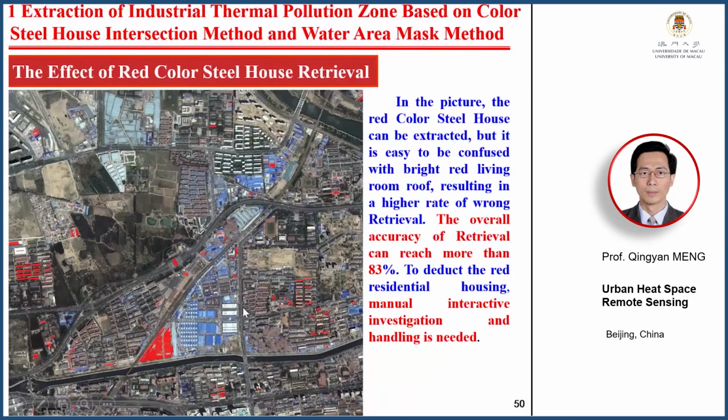It's easy to be confused with the bright red living roof, resulting in a high rate of wrong retrieving, and the overall accuracy of the retrieving can reach about 83%, and we can decrease the red residential housing by manual interactive investigation. I think somehow it's one question of the classification, the different zoning area classification. We can use the optical satellite data combined with the infrared remote sensing data. Then we can increase the classification accuracy.